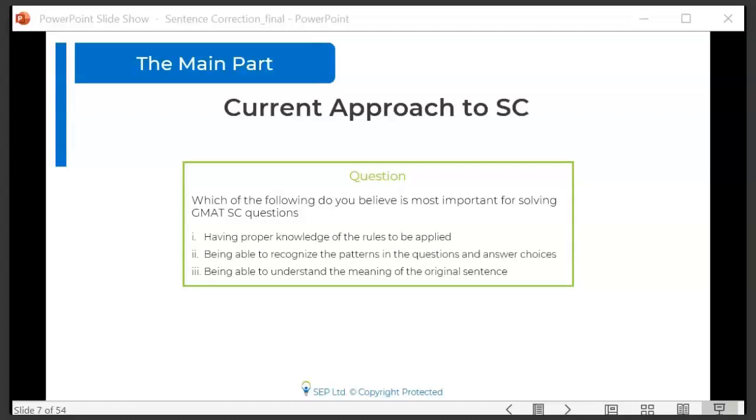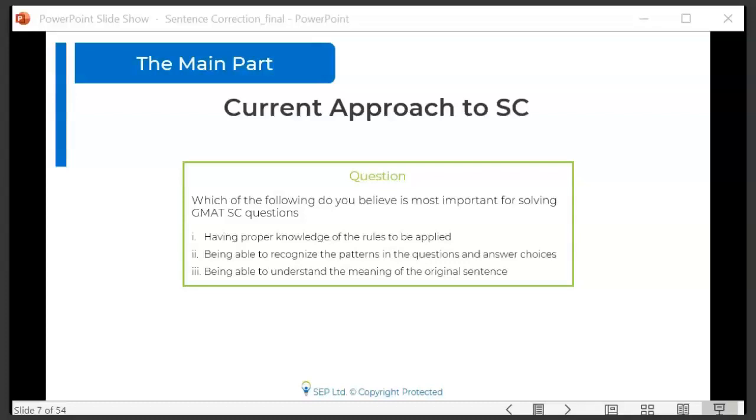So the question here was, which of the following do you believe is most important for solving the GMAT SC questions? Having proper knowledge of the rules that are to be applied, or being able to recognize the patterns in the questions and the answer choices, or being able to understand the meaning of the original sentence. That is choice A. Which of these is most important? Please remember the words most important. I'm sure you will agree with me that in one way or the other, all three are required. But according to you, what is the most important?